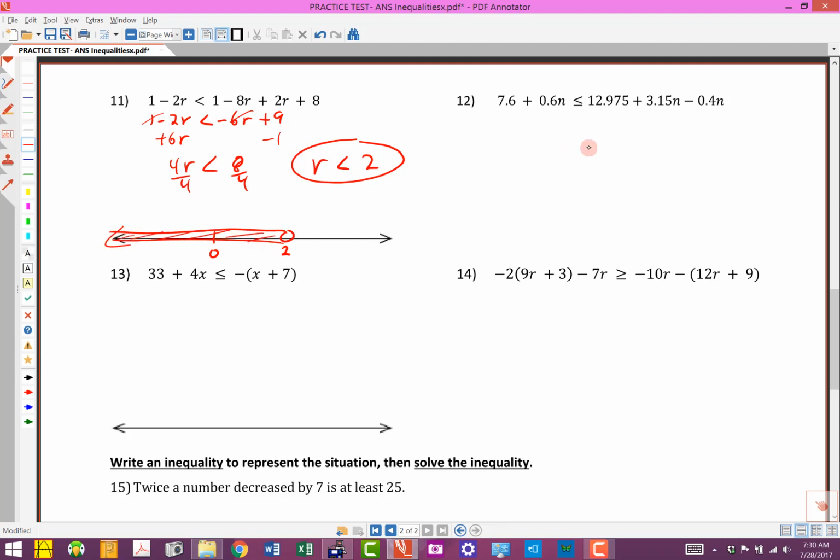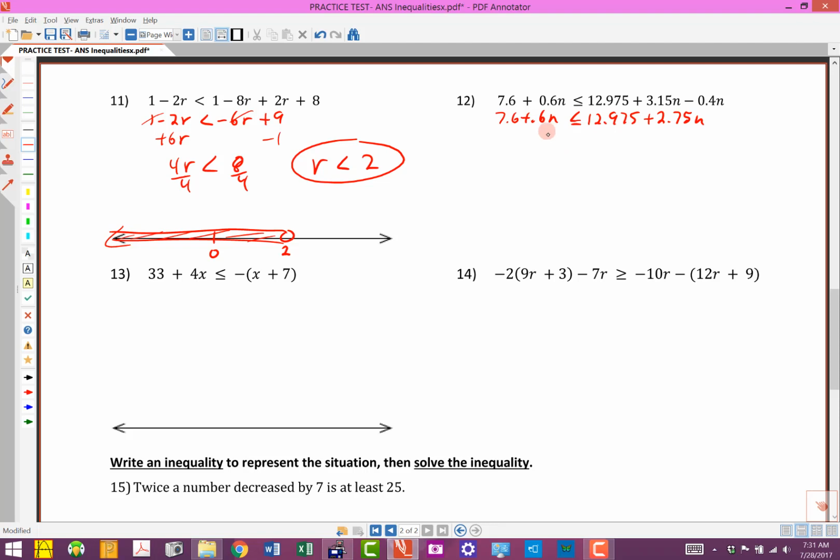This one here is a little more complicated, so let's see what we've got. Nothing to change here. And we do have a couple things we can take care of here. This is 12.975. If we put the two of those together, this is 3.15 minus 0.4. So if you throw that in a calculator, or you do a little bit of mental arithmetic there, you're going to get 2.75n.